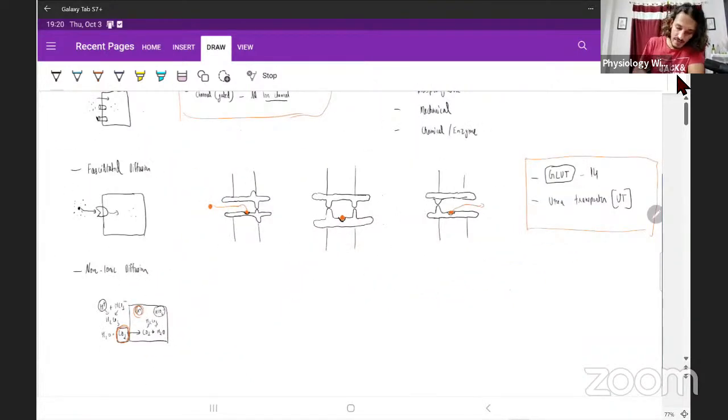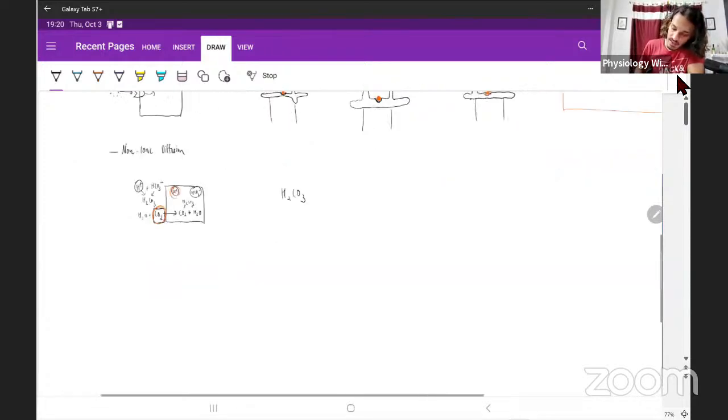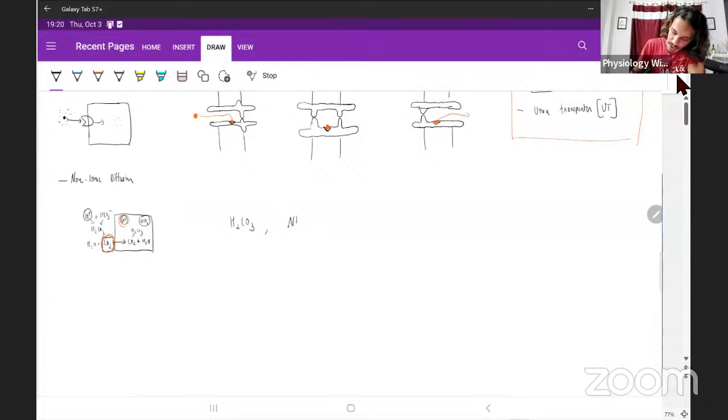And what about non-ionic diffusion? I've already given you one example, that is your H2CO3. Apart from that, NH4 plus can be transported through its NH3 form. Apart from that, some studies have shown some types of short chain fatty acids in the colon traversing the membrane through some sort of non-ionic diffusion. So these are just some examples of non-ionic diffusion.